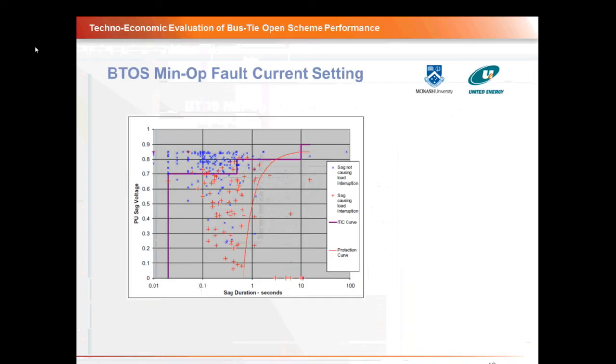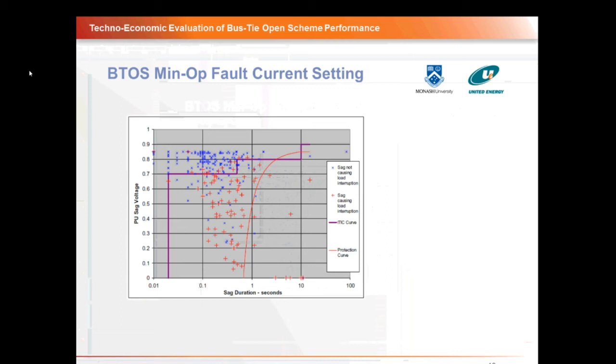The second method I used was a 0.8 per unit voltage sag method. The reason I used this method was based on findings from the University of Wollongong, where they looked at voltage sags at a particular zone substation, and they looked at voltage sags which did and did not cause load interruptions. As we can see in this diagram, at roughly about 0.8 per unit voltage, most of the voltage sags that occur do not cause load interruptions.